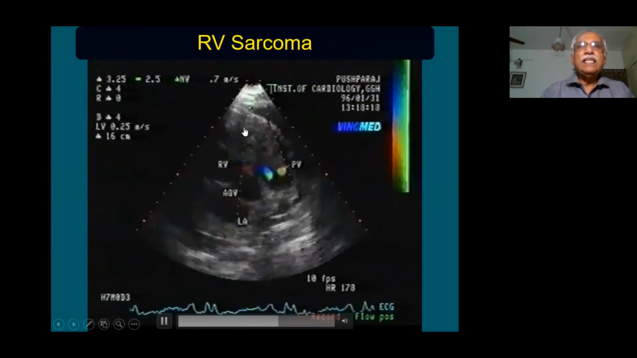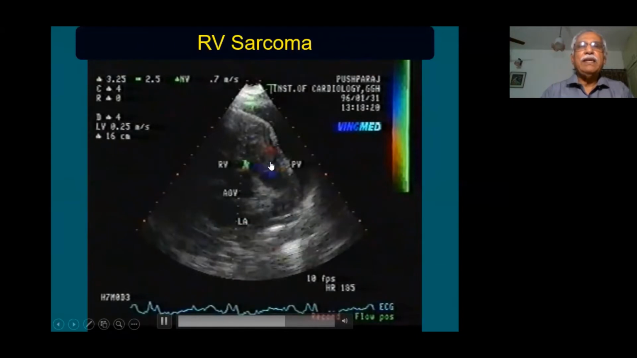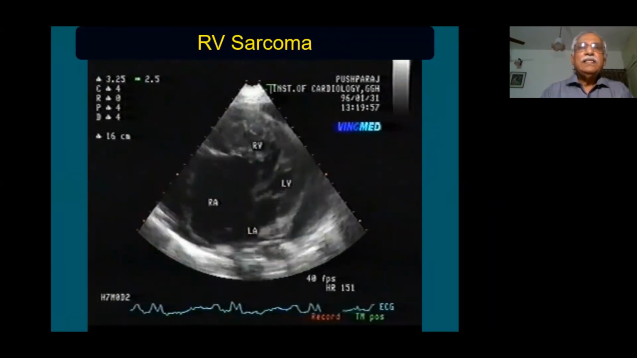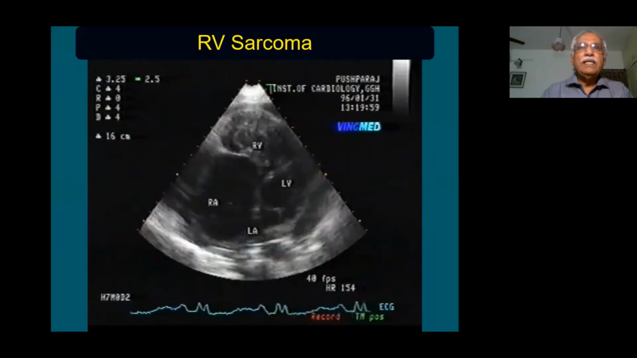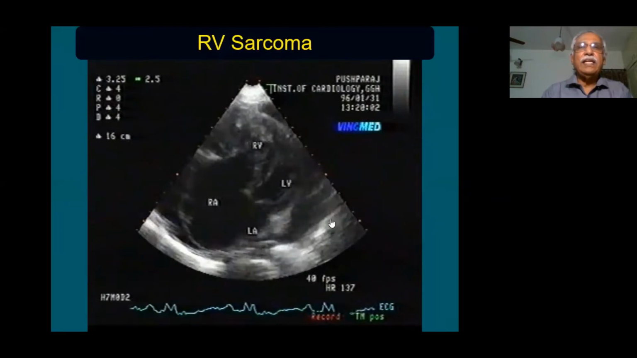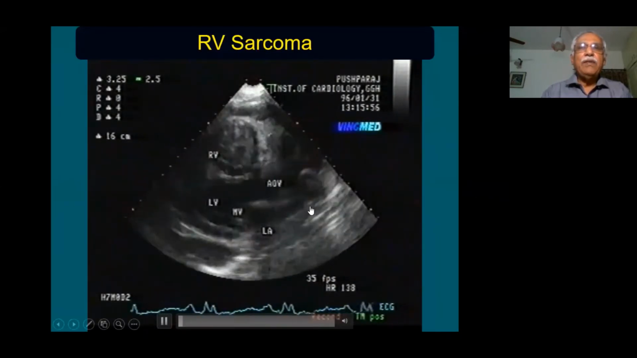So here, this actually proved to be a sarcoma. They did a biopsy. They could not remove the tumor. So this is a right ventricular sarcoma, which is occupying the inflow tract and also extending into the outflow tract, and producing moderate pericardial effusion in this patient.